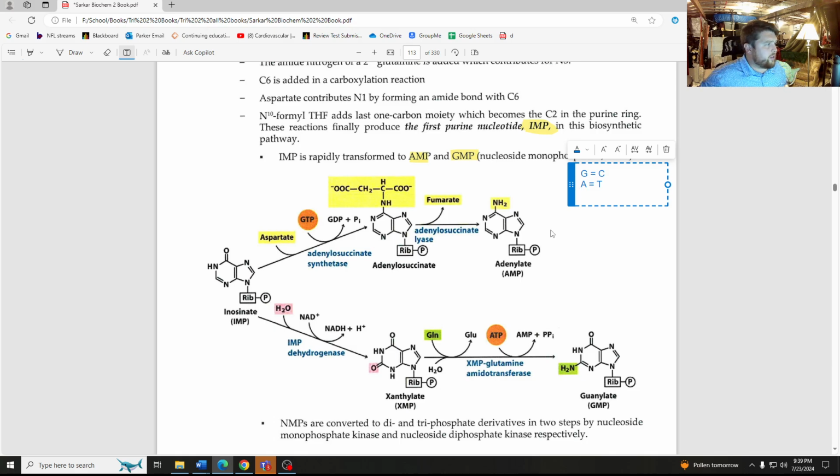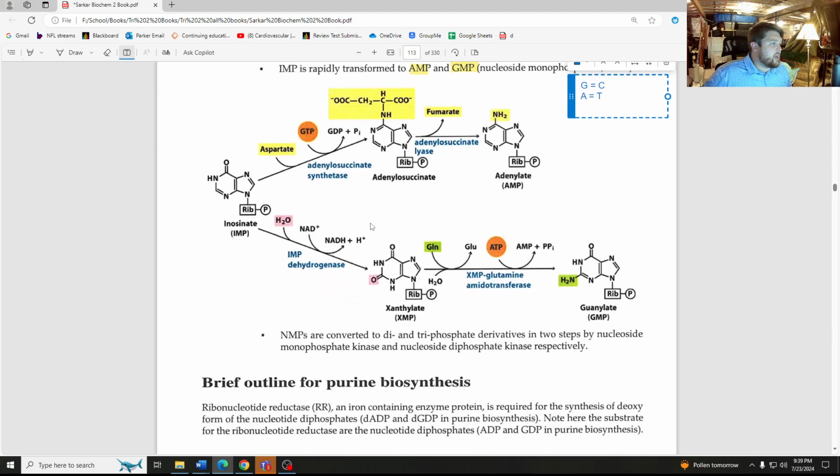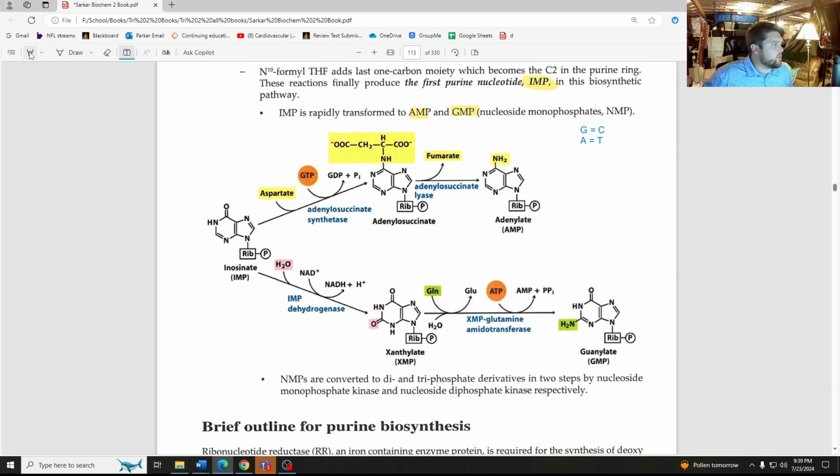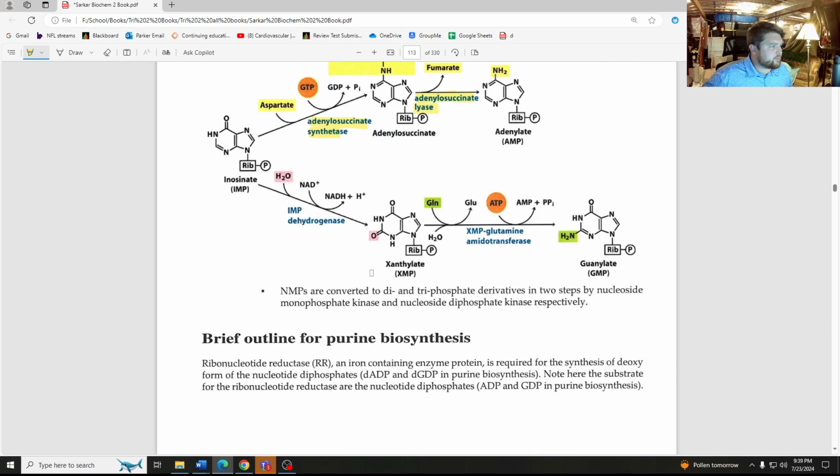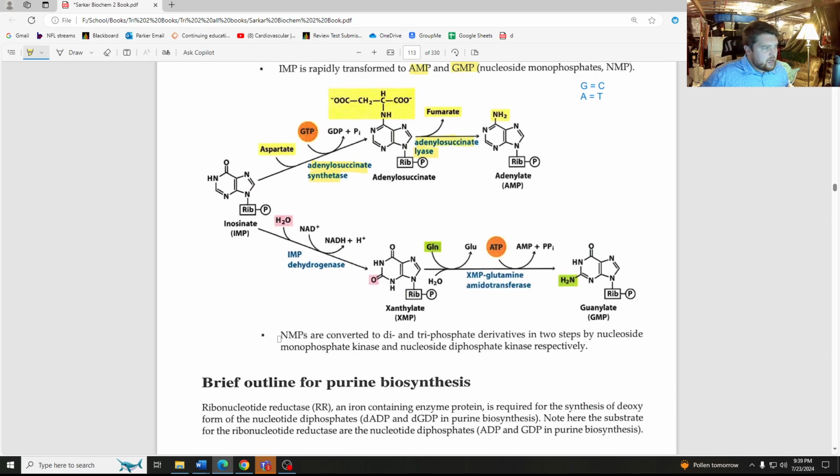So right now with this, we just talked about the A and the G and the formation of those guys. Again, here are some more of those enzymes. Using aspartate, using fumarate, and how they're converted, how the NMPs are converted to di- and triphosphate derivatives in 2 steps by nucleoside monophosphate kinase and nucleoside diphosphate kinase, respectively.